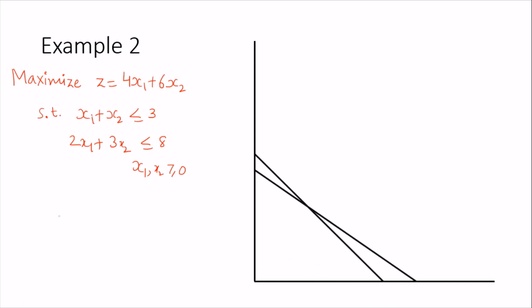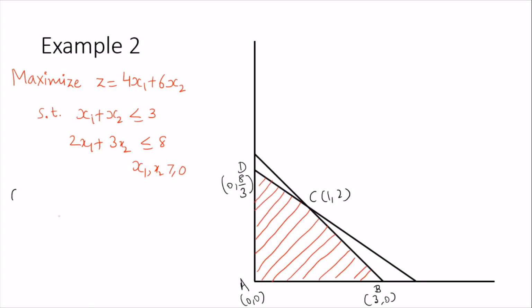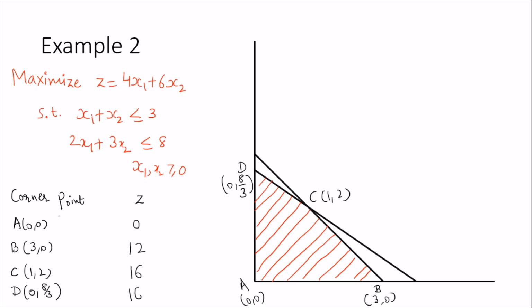So on exactly similar lines, I have drawn the feasible region very quickly, and it's actually turning out to be exactly the same. Even the corner points are the same. So at each corner point, I now just need to evaluate the value of Z. So Z is different from example 1. So I'm getting different values of Z here, 0, 12, 16 and 16. And as you can see, at 2 of the points I'm getting the same Z. So both C and D are nothing but my optimal solutions.